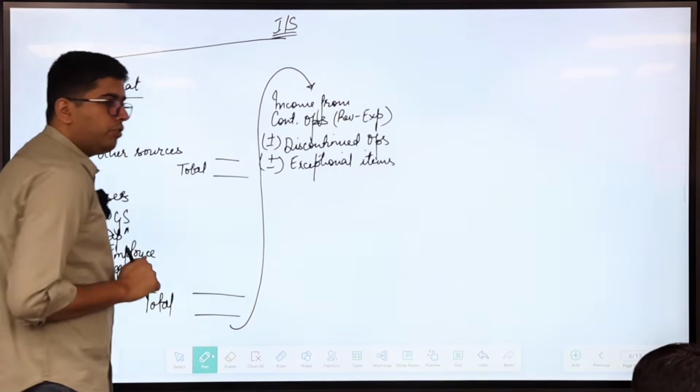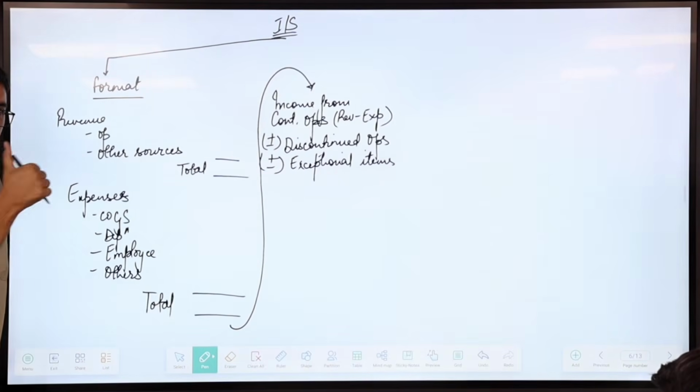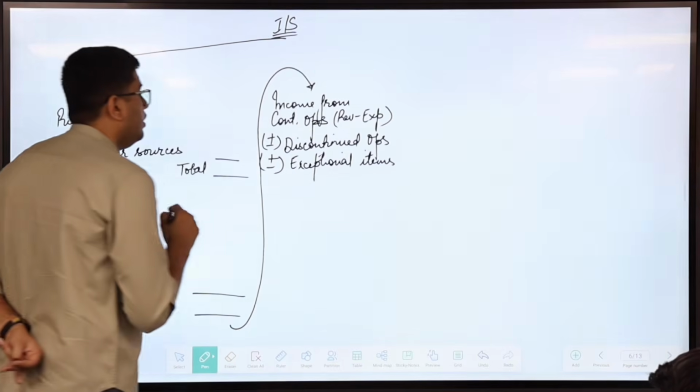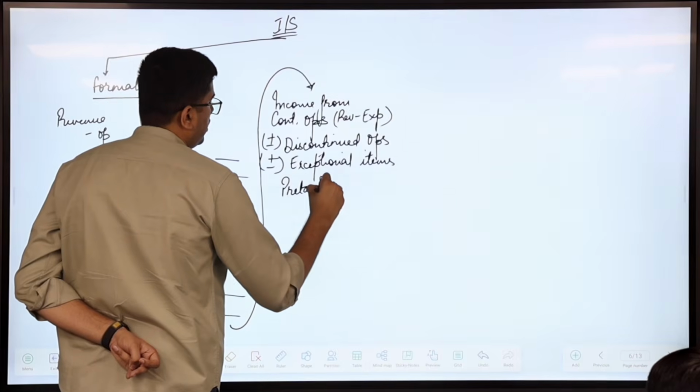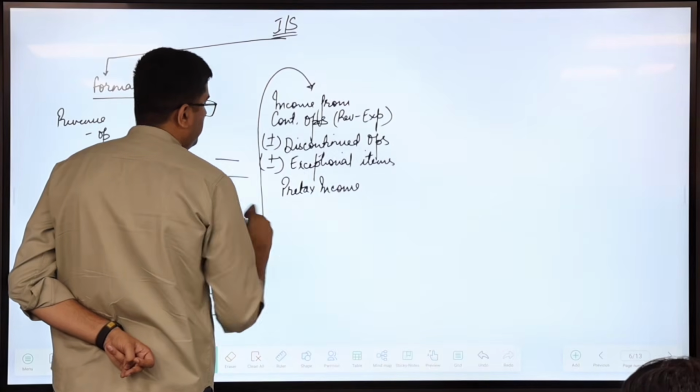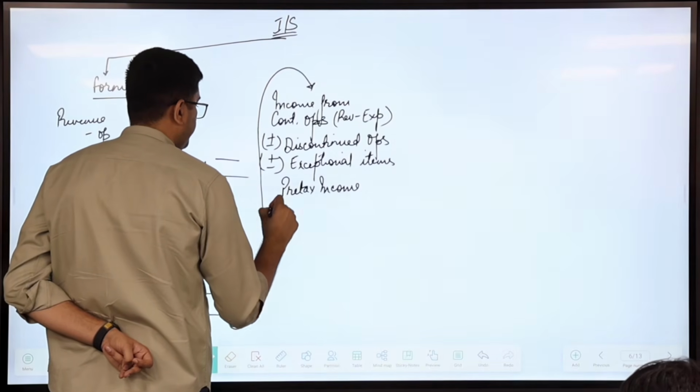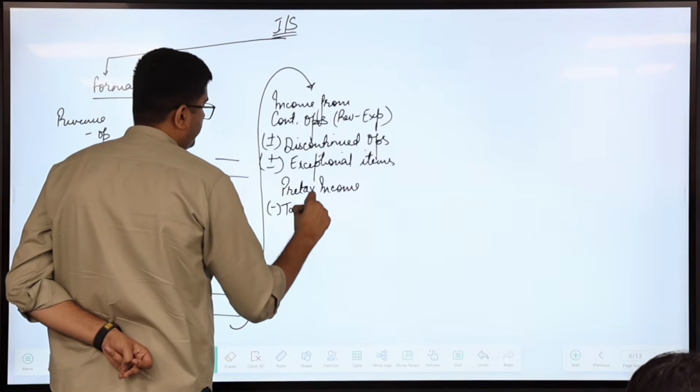And exceptional items are any items which are unusual, infrequent, or both, as per the nature of business. So what is unusual or infrequent will depend upon the actual nature of business. From this, we get pre-tax income. And then pre-tax income is adjusted for tax expense.